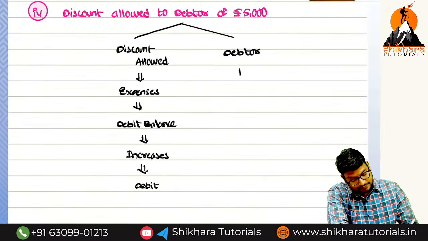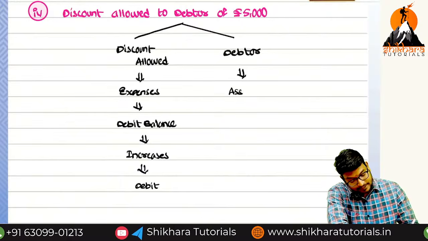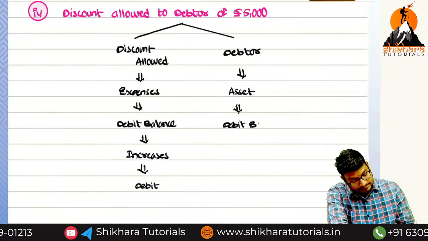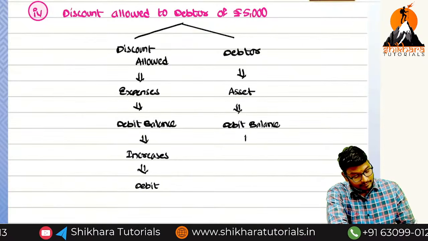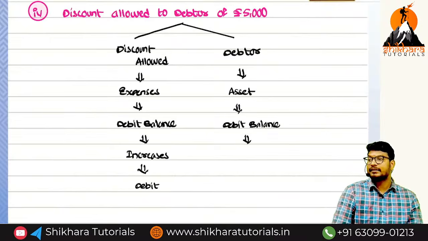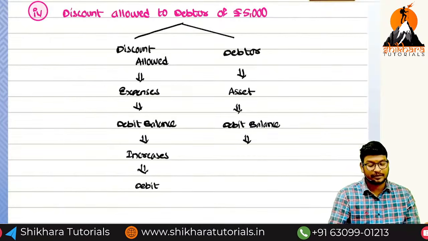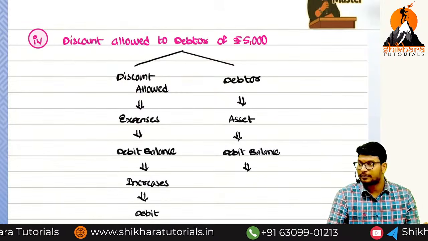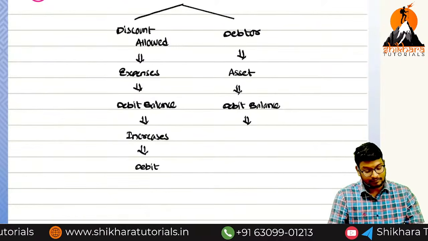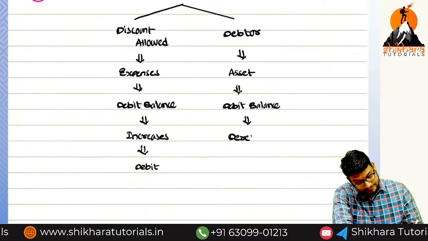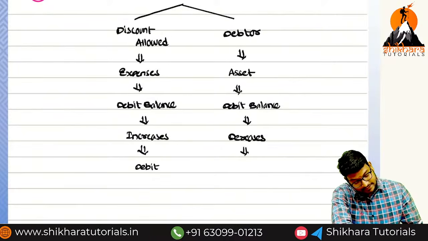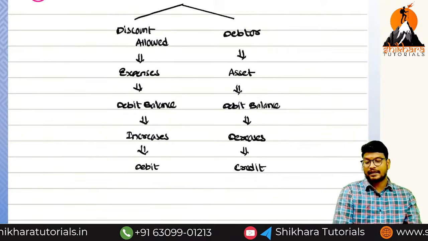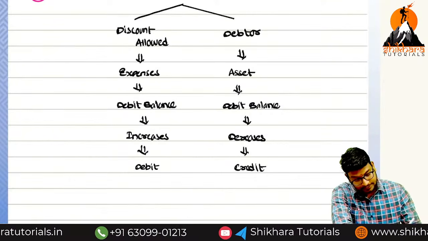Next one, debtor. Debtor means asset. Again which balance? Debit balance. Now the debtor value increasing or decreasing? He needs to pay, no? No need to pay. Previously how much we needed to receive? 5,000. Now we are cancelling his liability of rupees what? 5,000. So that is the reason, decreases. If the debit balance decreases, what we need to do? Credit. What is the entry? Discount allowed account debited to debtor account.